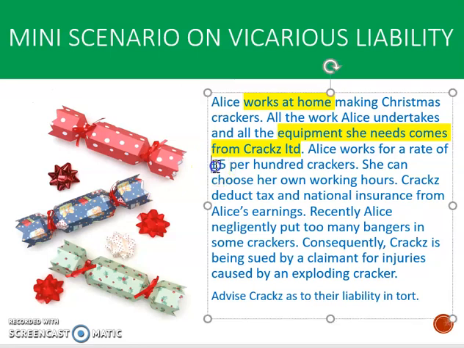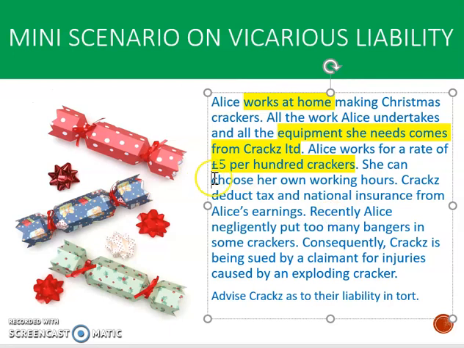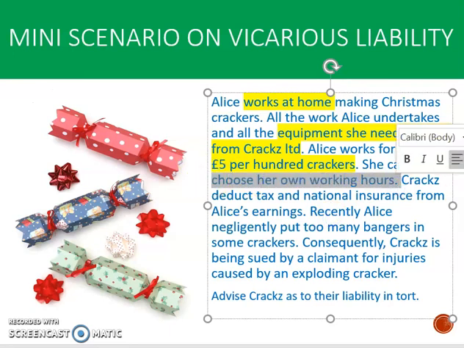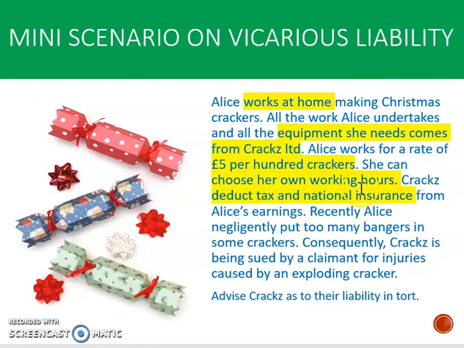Let's carry on. Alice works for a rate of £5 per 100 crackers, and she can choose her own working hours. So I'm going to highlight her pay here. She can choose her own working hours. This is indicating, again, that Cracks maybe doesn't have that much control over her if she's choosing her own hours. But Cracks does deduct tax and national insurance, suggesting she is an employee. So what we're seeing here is very common. Some things seem to suggest maybe independent contractor. Other things seem to suggest an employee.